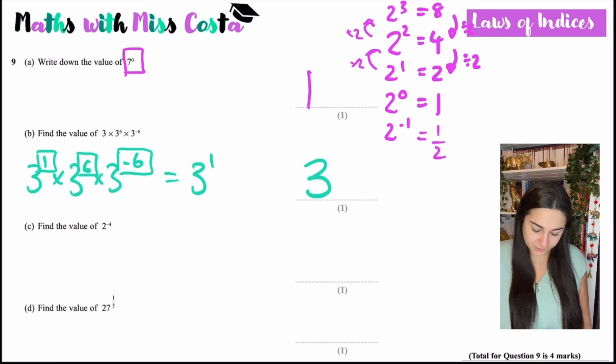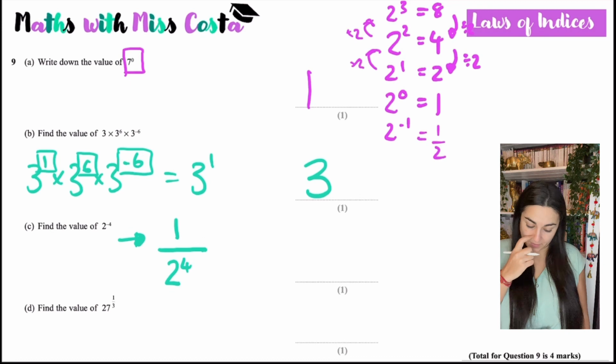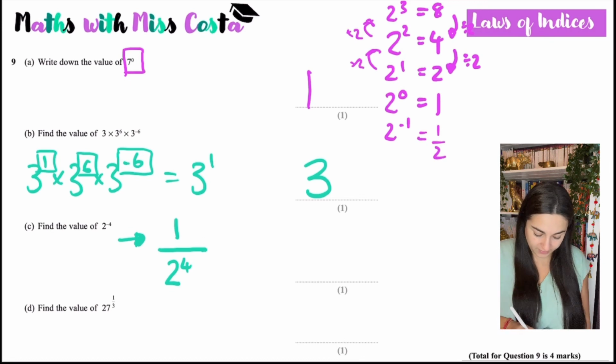Okay, now we've got a slightly trickier one, which is a negative index. So when we've got a negative index, it is just the inverse. So all you do is you write it as 1 over what it would be if it was positive. So let's say it was 3 to the power of minus 6. That would be 1 over 3 to the power of 6.